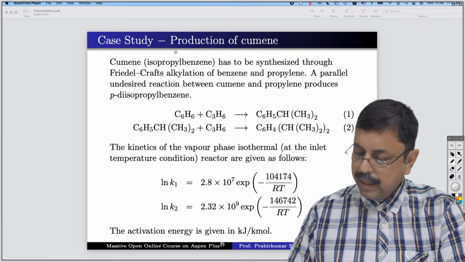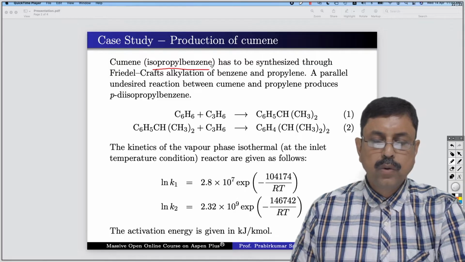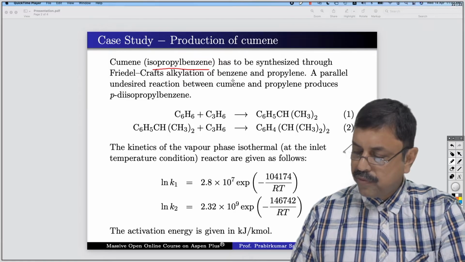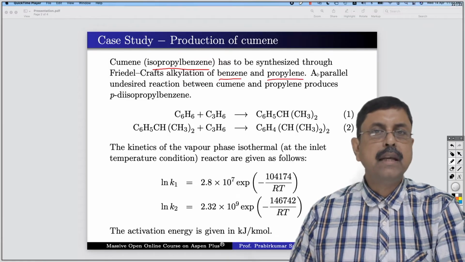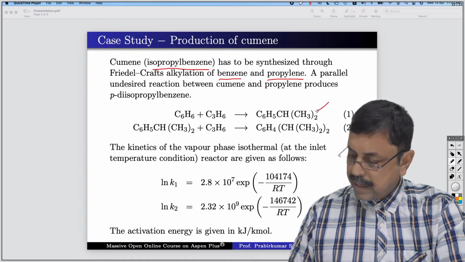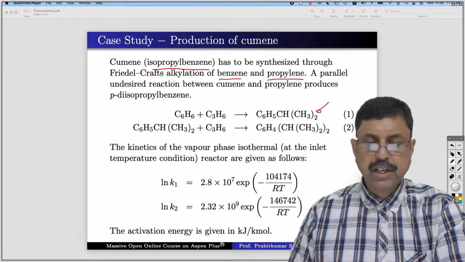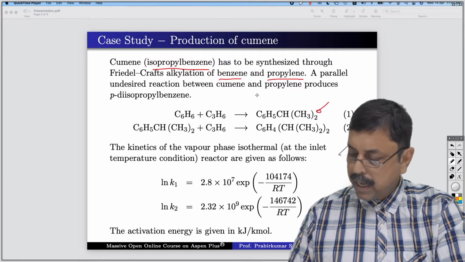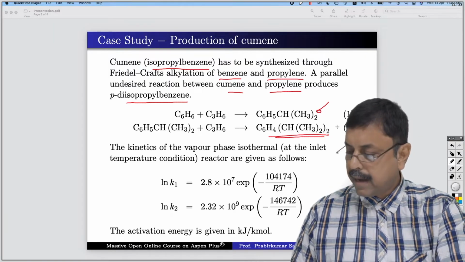Cumene is actually another name for isopropyl benzene, which can be synthesized through Friedel-Crafts alkylation reaction of benzene and propylene or propene. So this is the main reaction and the desired reaction, reaction number 1. And a parallel undesired reaction between cumene and propylene produces p-diisopropyl benzene. This is undesired. So this is the desired reaction, this is the undesired reaction.